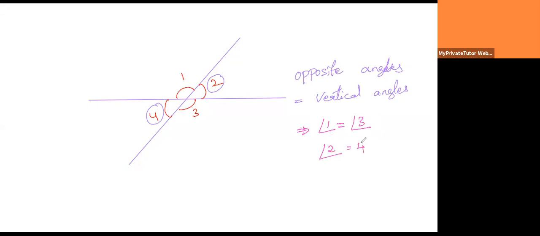Okay, so that's what angle 1 is equal to angle 3, and angle 2 and angle 4 are equal. And adjacent angles, sometimes adjacent angles add up to 180, but it's not necessary. But we can say the angles which are next to each other, 1 and 2, or 2 and 3, or 3 and 4, or 1 and 4.